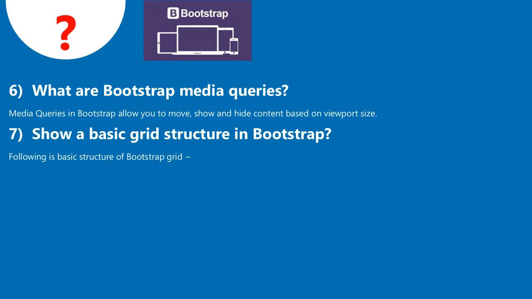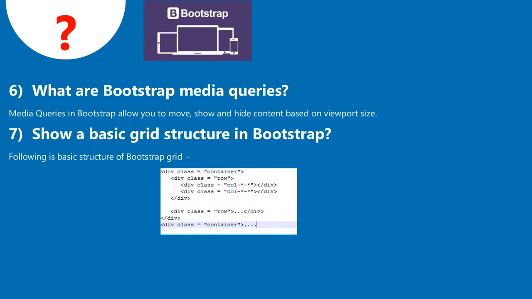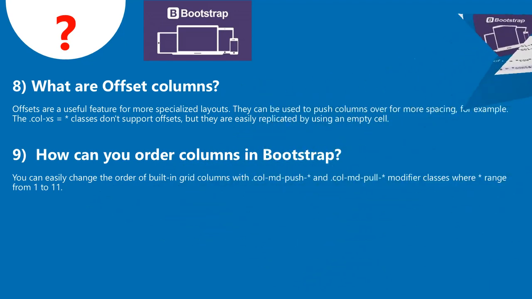7. Show a basic grid structure in Bootstrap. Following is the basic structure of Bootstrap grid. Screen clipping. 8. What are offset columns? Offsets are a useful feature for more specialized layouts. They can be used to push columns over for more spacing. For example, the .col-xs-* classes don't support offsets, but they are easily replicated by using an empty cell.